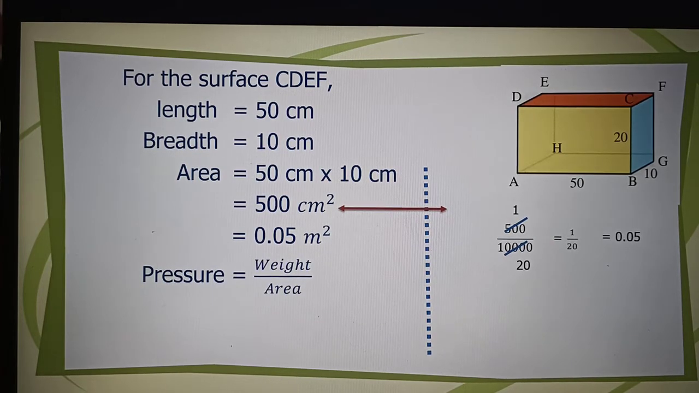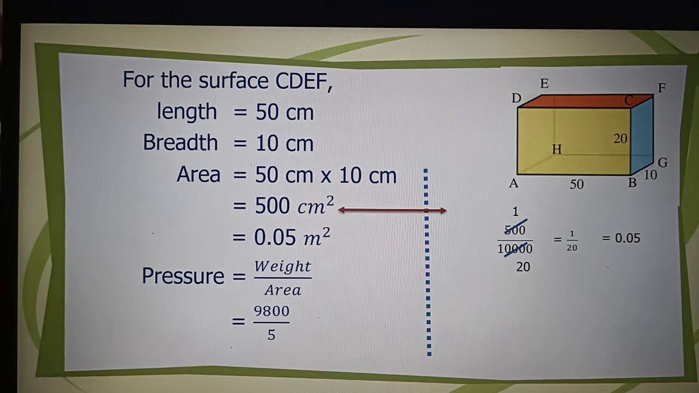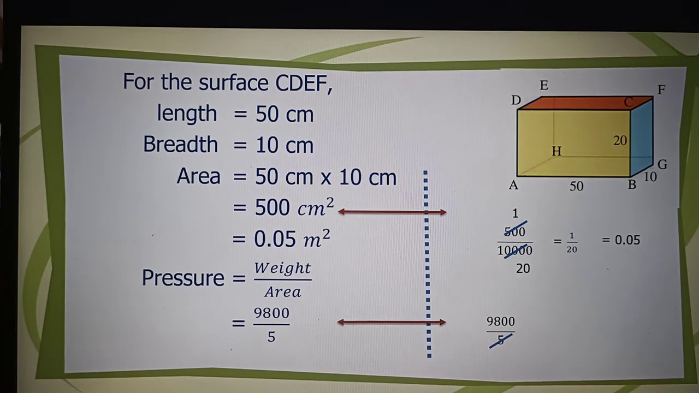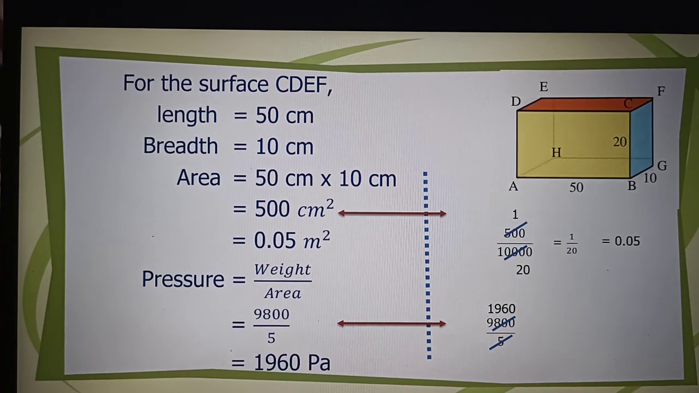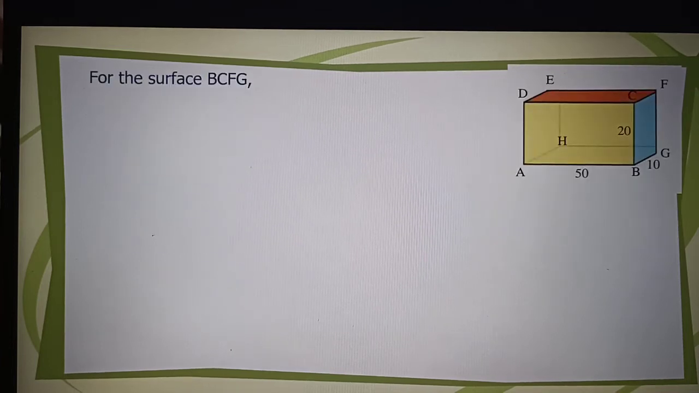Next we have to find the pressure. For that, the formula is pressure is equal to weight upon area. The value of weight is 9800. The value of area is 5. So now these two numbers are common on which table? 5 table. So how many times 5 in 9800? That is 1960 times are there. Finally the answer is 1960 Pascal.